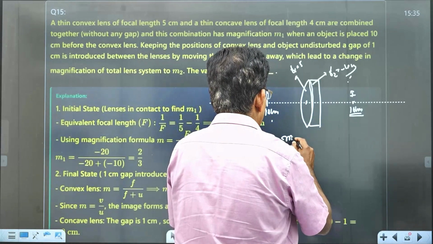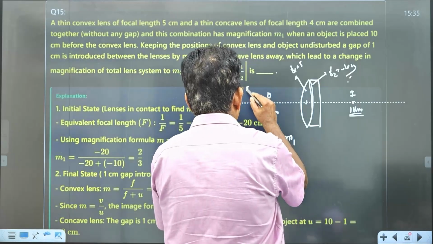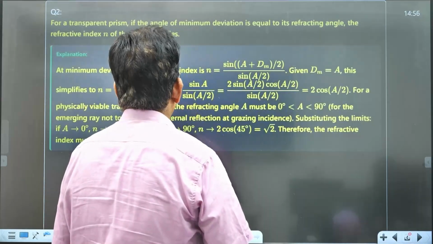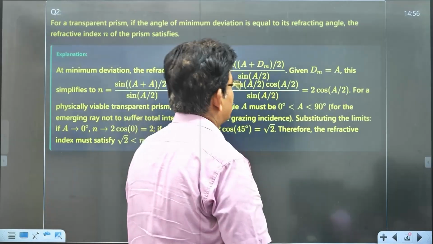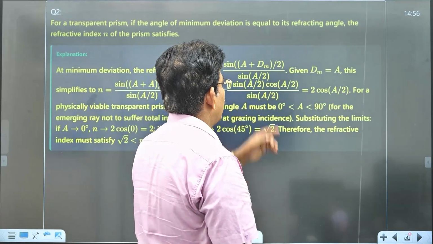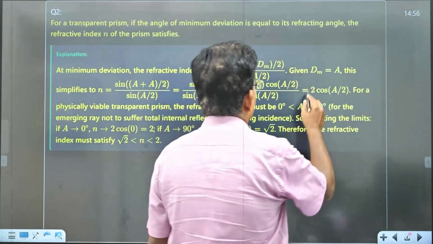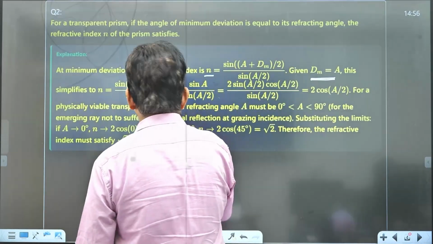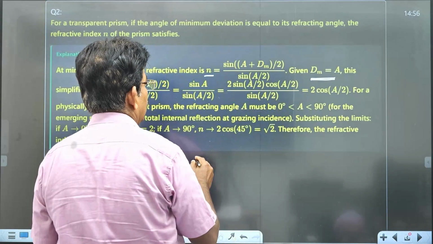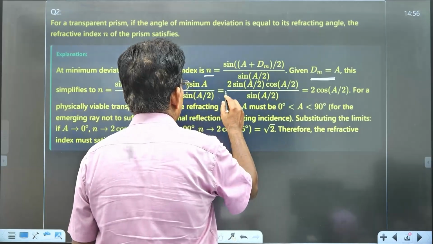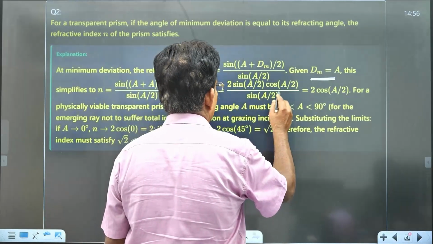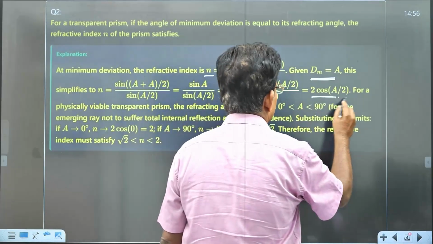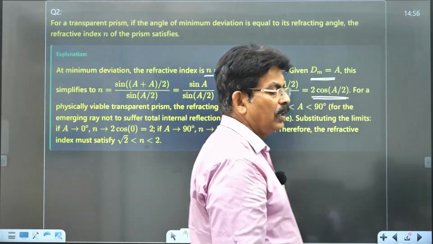So I write in the first case, we have a ready-made formula for refractive index: sine of (A plus minimum deviation) by 2, divided by sine A by 2. Here it is given that the angle of minimum deviation is equal to A. So when you substitute it, you get sine A, which we split as 2 sine A by 2 cos A by 2, divided by sine A by 2. This comes to be 2 cos A by 2.